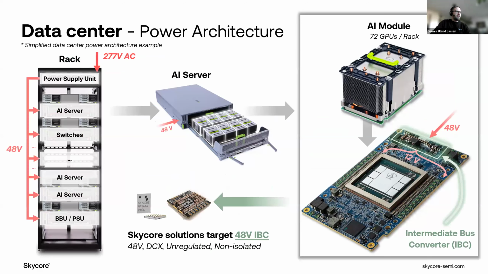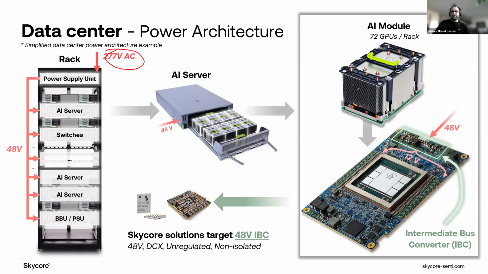Here is a more detailed example of how the power structure looks inside a data center, but it could also be other electrical systems, where you usually start out with a high voltage. We start out with a high voltage at the input, and then you convert it down. At the end, you need something for the GPU, which is around 1 volt, a little bit below. And you do that in steps.